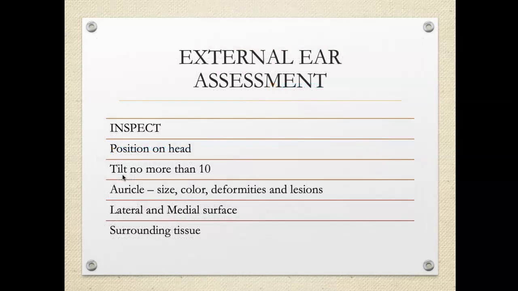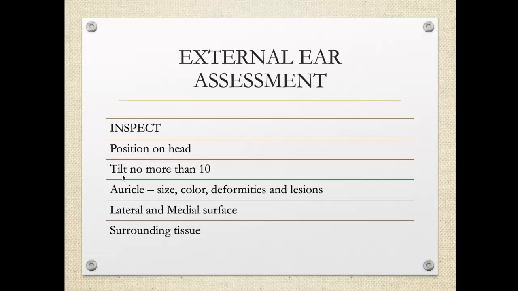All right, your external ear assessment. Again, you're just going to inspect the external ear, how the position of the pinna, or the auricle, is on the head. It should not tilt back any further than 10 degrees, and I do give an example of that in my little video that I did for you, my demonstration. Look at the auricle, check the size, the color should be uniform with the rest of the body. Are there any deformities on the auricle or any type of lesions?